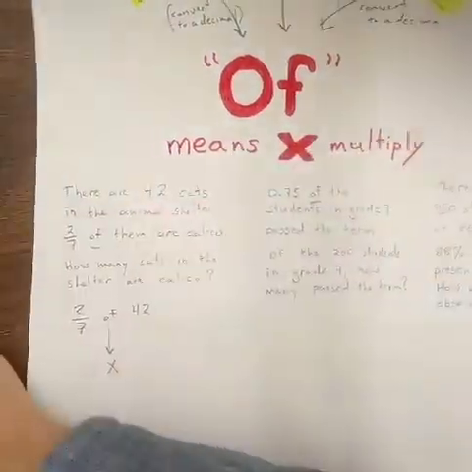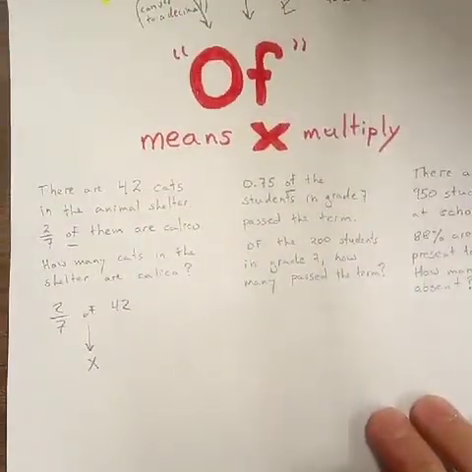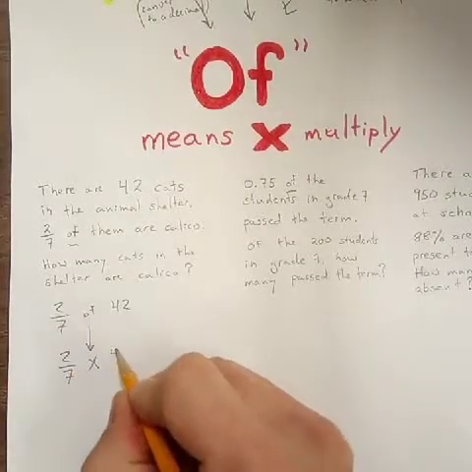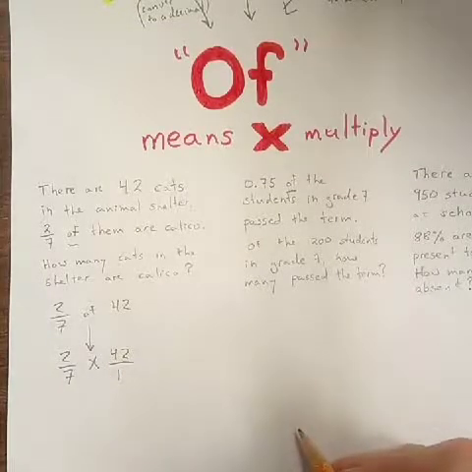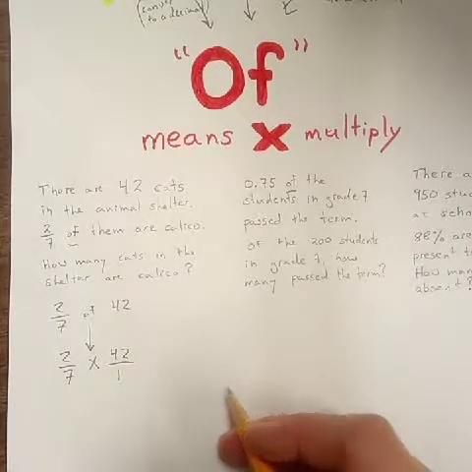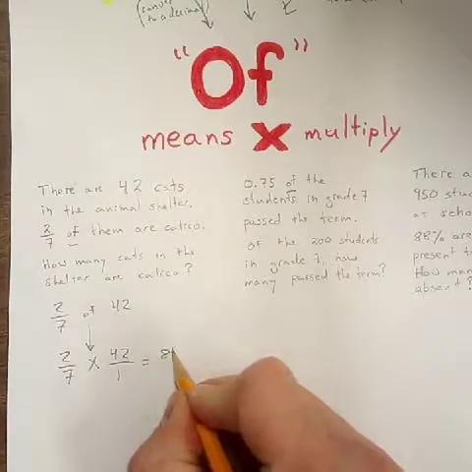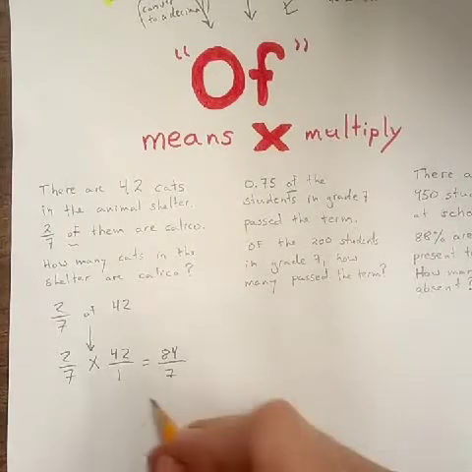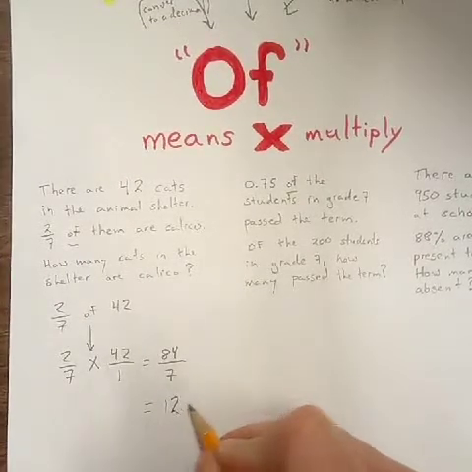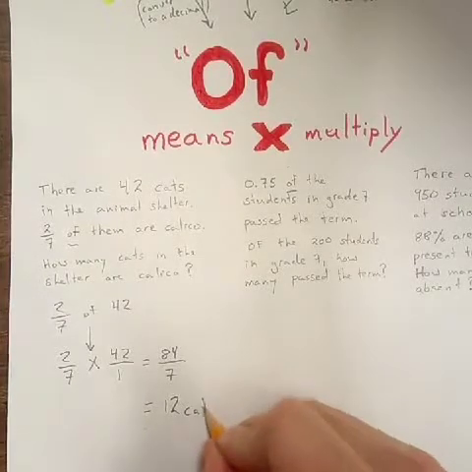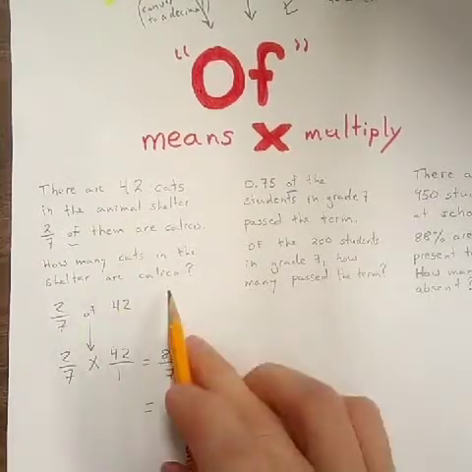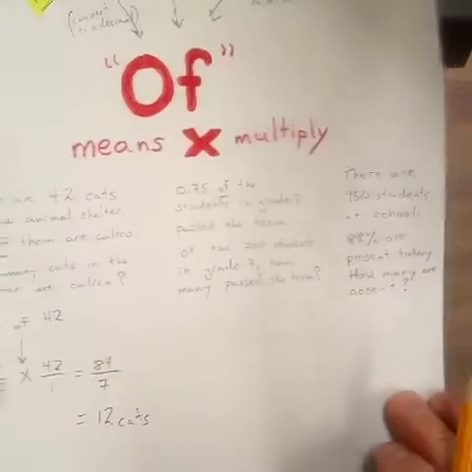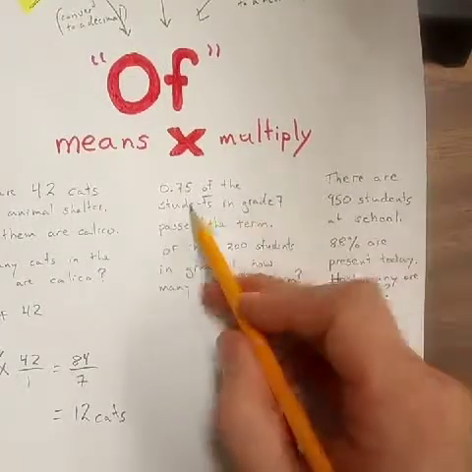So let's try to avoid that by just keeping this fraction as is and using fraction multiplication. 2/7 of means times 42. We'll put the 42 over 1, just like we would normally with fraction multiplication. 2 times 42 is 84. 7 times 1 is 7. We can simplify this by dividing top divided by bottom to give us 12 wholes. In this case, 12 cats. How many cats in the shelter are calico? We've multiplied 2/7 times 42. We get 12 cats.